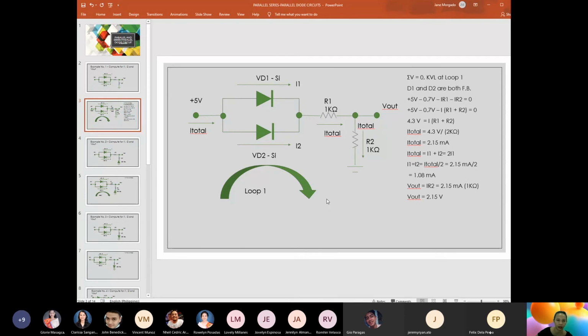You have to be familiar with the scientific notation. Times 10 to the negative 3 is milli, times 10 to the negative 6 micro, times 10 to the negative 9 nano, times 10 to the negative 12 pico. Times 10 to the positive 3 kilo, times 10 to the positive 6 mega, times 10 to the 9 giga, then times 10 to the 12 tera. Parang frequency ng cellphone, di ba?